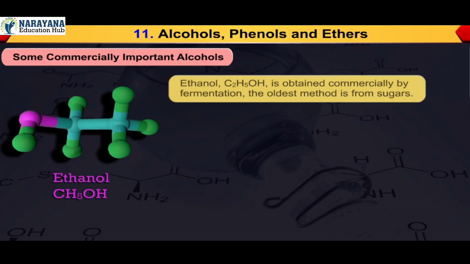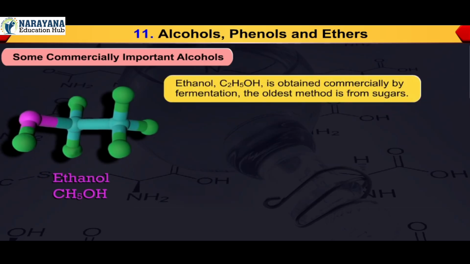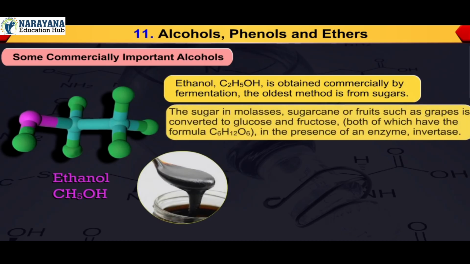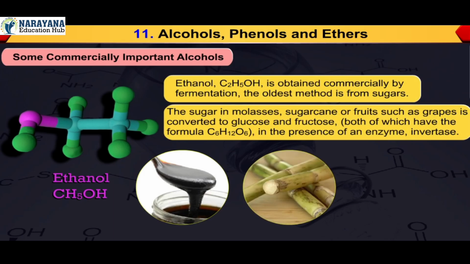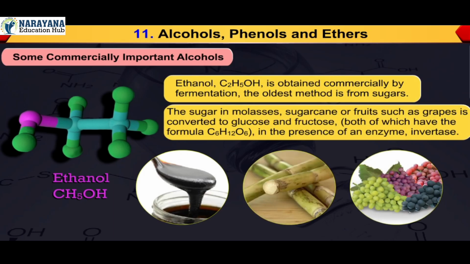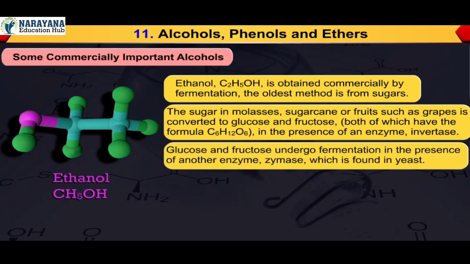2. Ethanol. Ethanol, C2H5OH, is obtained commercially by fermentation. The oldest method is from sugars. The sugar in molasses, sugarcane or fruits such as grapes is converted to glucose and fructose, both of which have the formula C6H12O6, in the presence of an enzyme invertase. Glucose and fructose undergo fermentation in the presence of another enzyme, zymase, which is found in yeast.